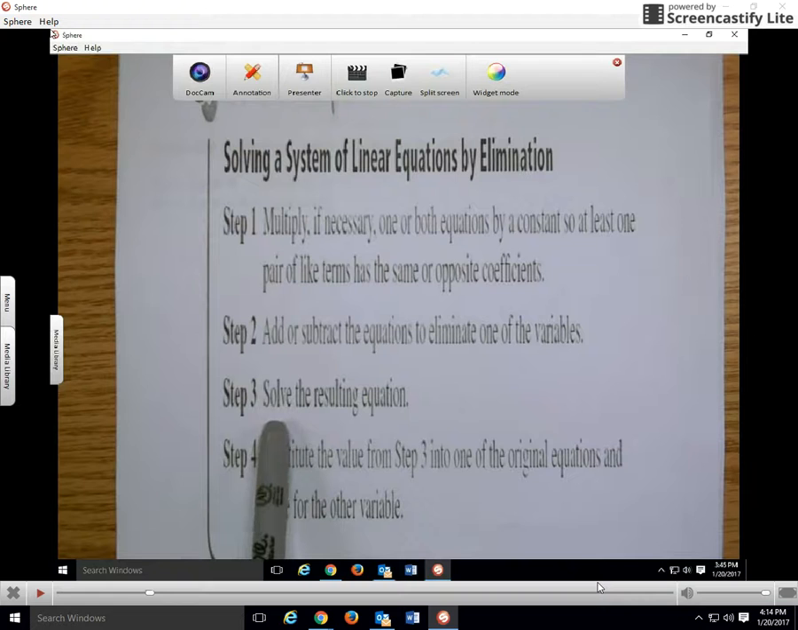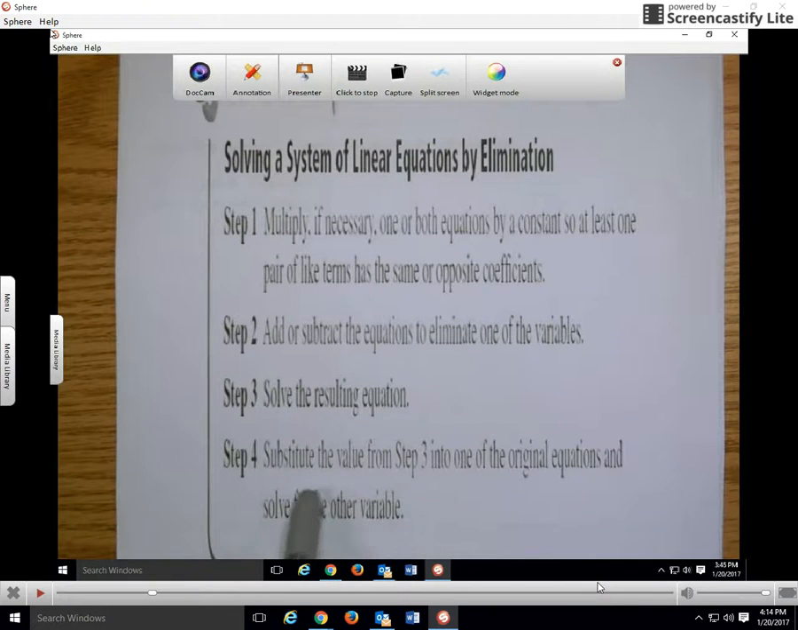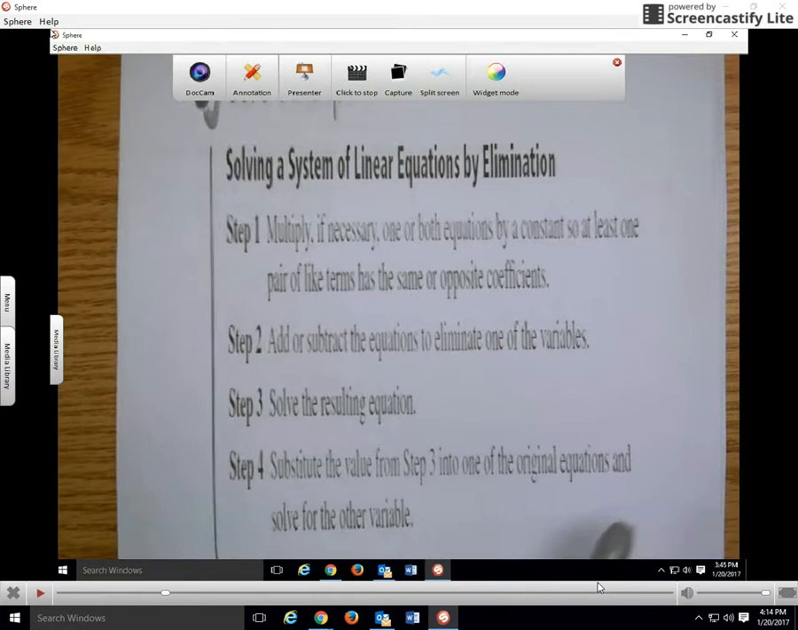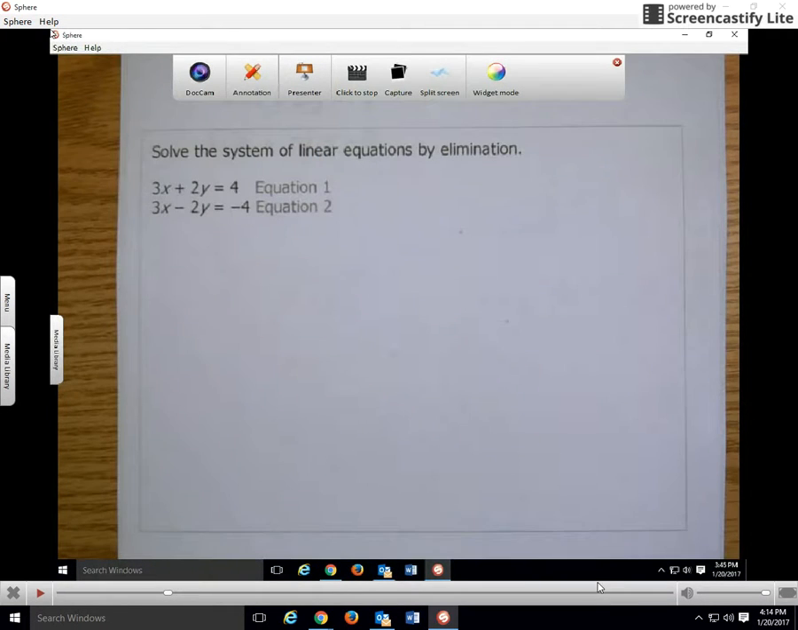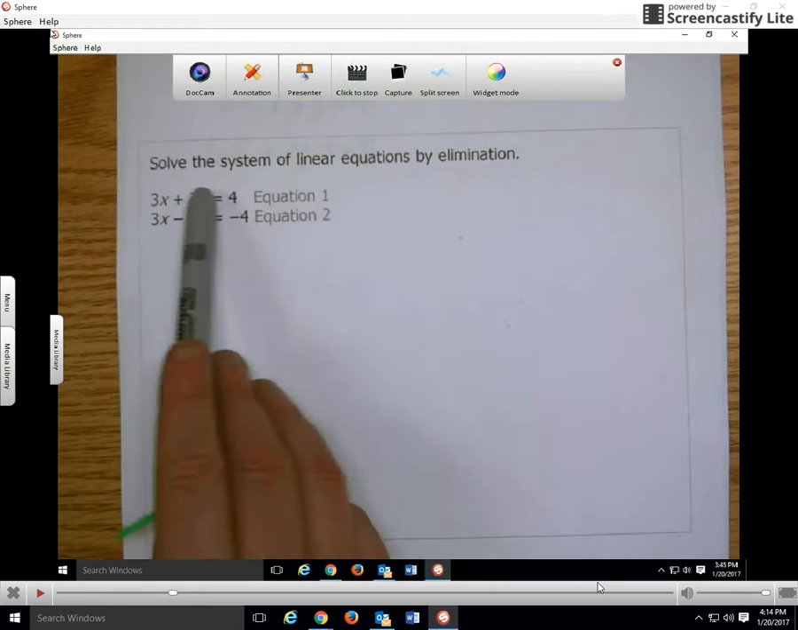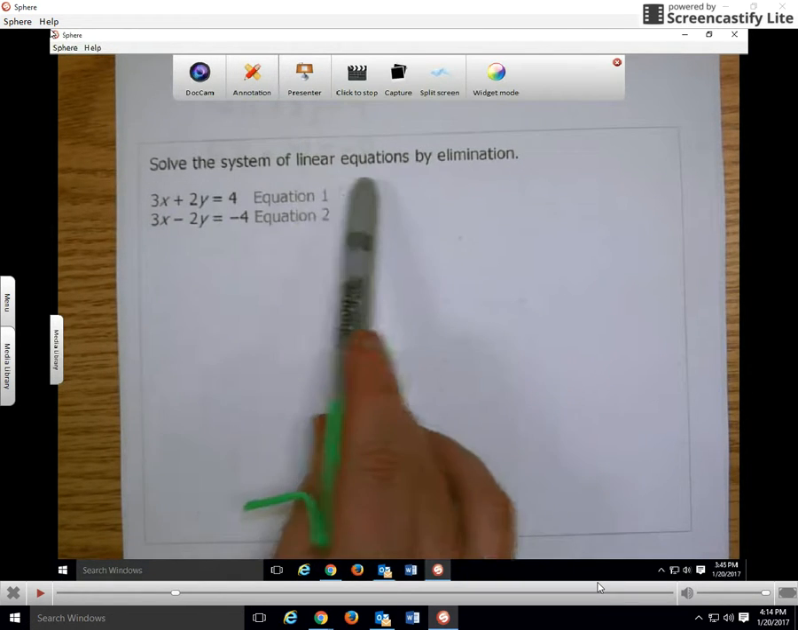Step 3, solve the resulting equation, and then step 4 is what we always do. We substitute the value from step 3. So if x equals something, we'd substitute that into the original equations and solve for the other variable. Okay, if that didn't make sense, maybe it will as we start working out some problems.